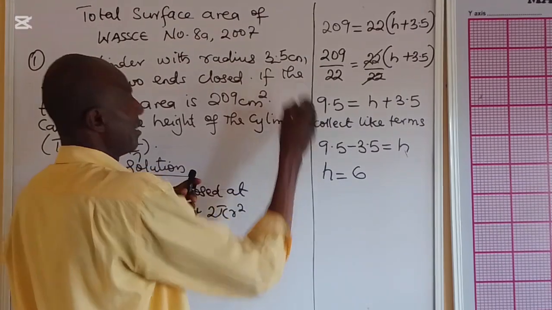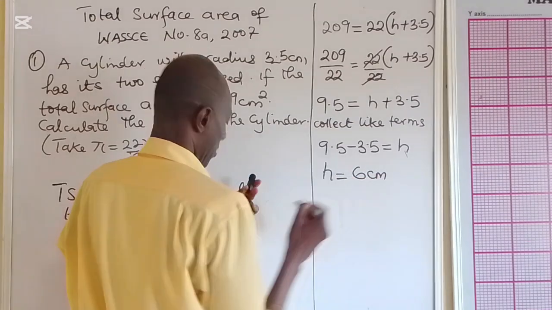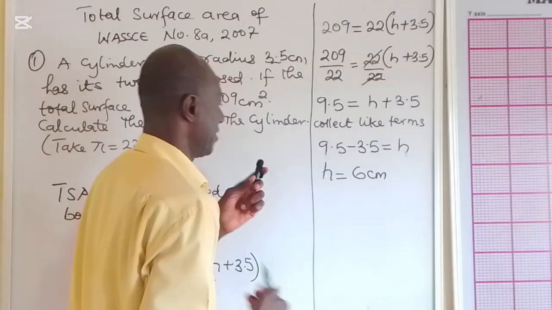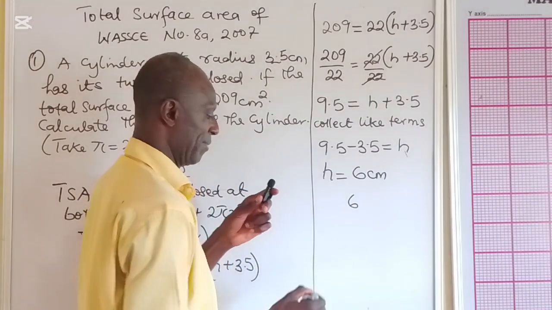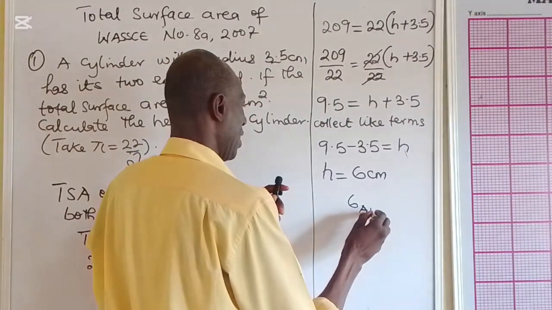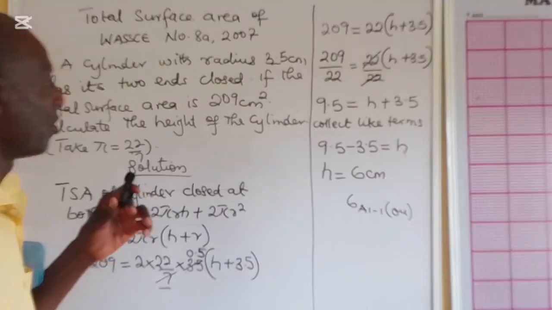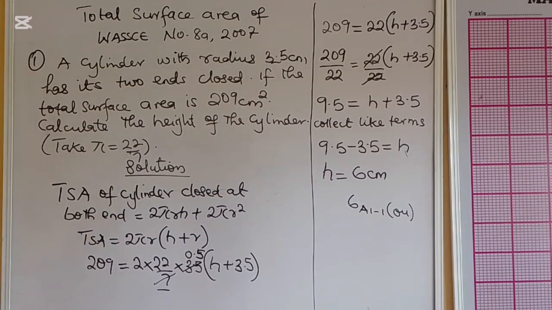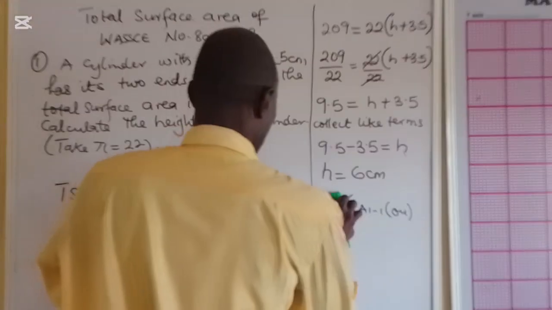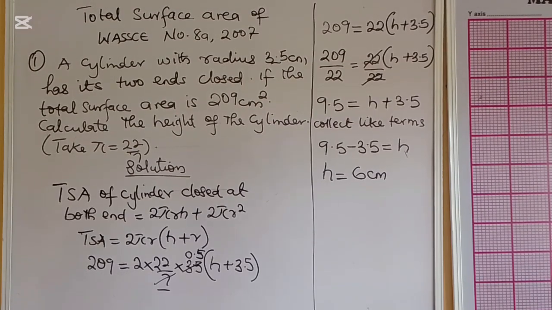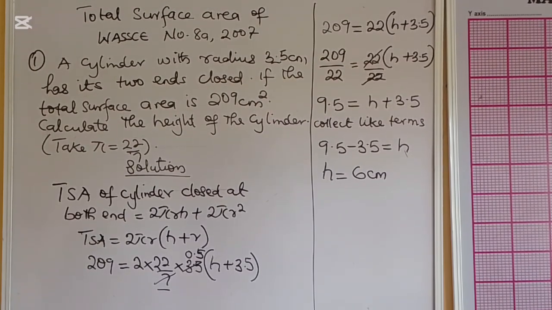And take note of the unit. It is 6 what? Centimeter. If you write 6 without putting the centimeter, the unit, I will mark it for you A1 minus 1, omission of unit. We give you the mark and we withdraw the mark from you. So you must leave your answer in the unit given to you. So therefore the height of the cylinder is 6 centimeters. Don't disconnect. I want to give you example number 2.